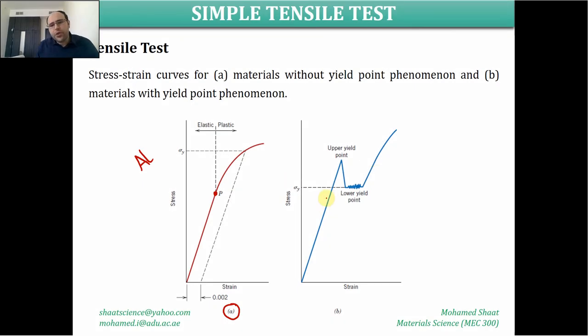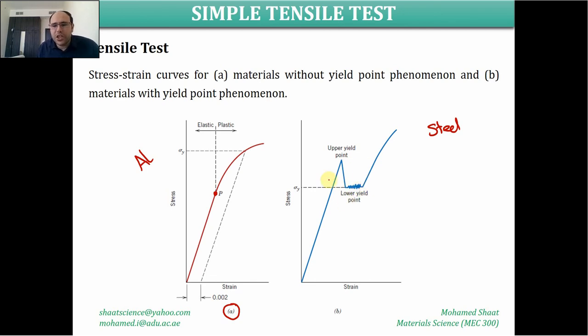The same thing applies to the other type of material, which is material with the yield point phenomena. A typical example of this is steel. When we tested the steel, as shown in the video, we ended up with a sudden drop or decrease in the force in relation to the elongation, and we have this unusual behavior of the material.